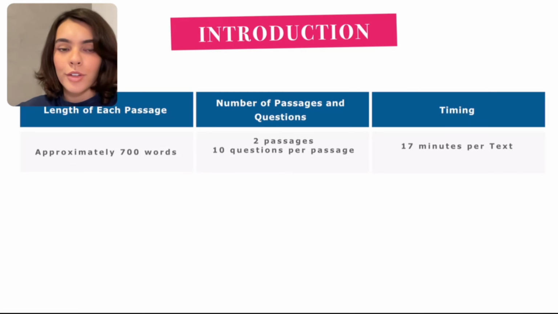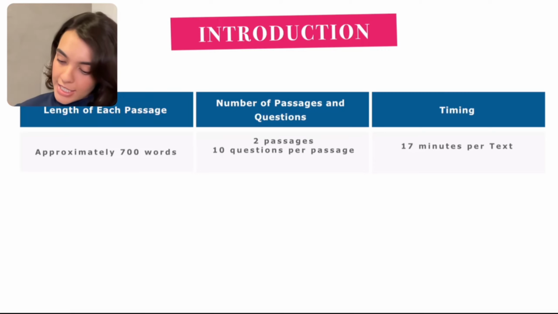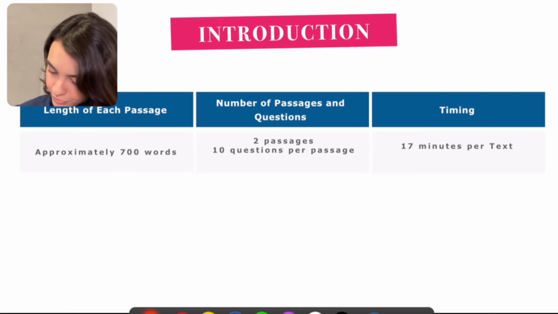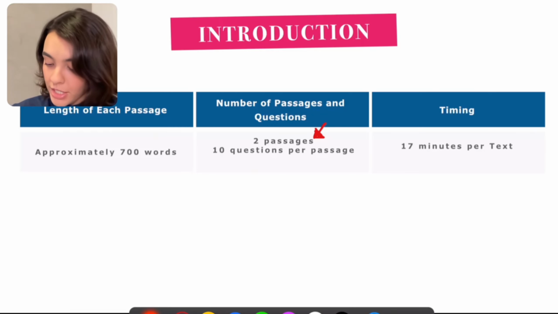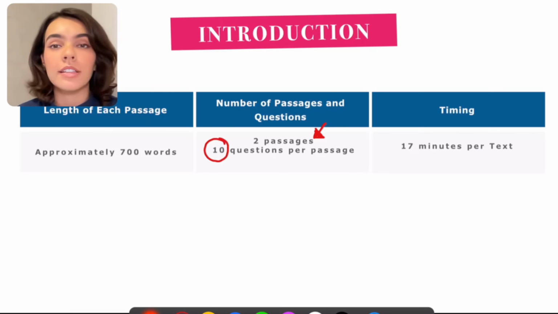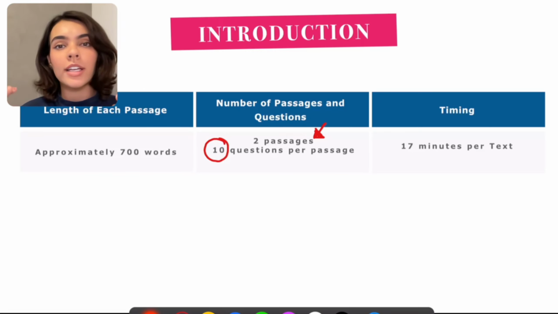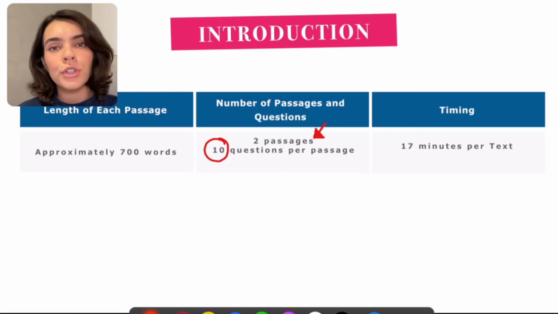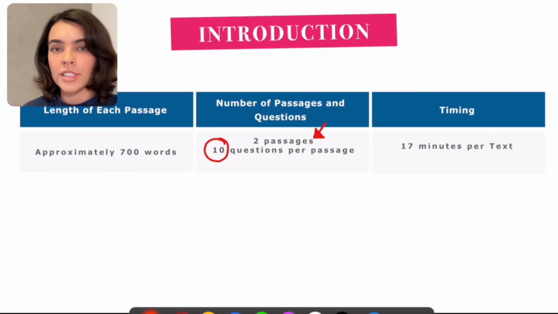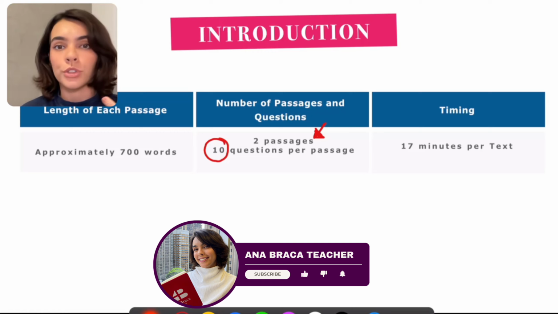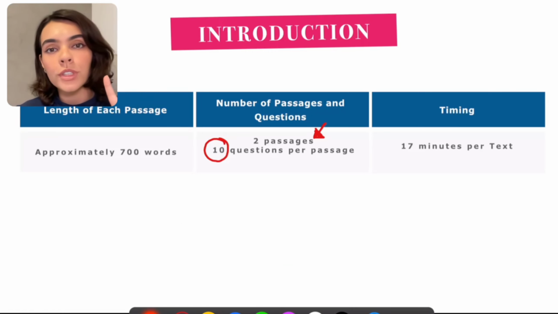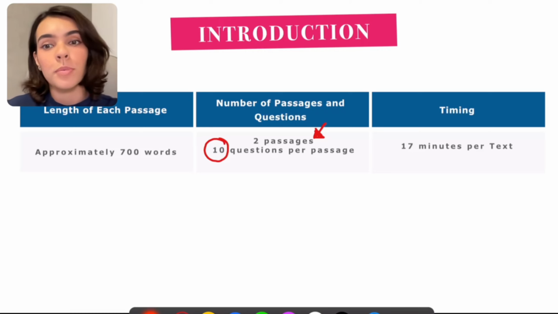Well, the first thing you have to know, which is very important, is that you will have two passages, and each one of the passages is going to have 10 questions. Okay, guys, why am I highlighting this? Because if you're using outdated material, it is different. The TOEFL has changed over time. So you will find lots of different materials online or in older books. So pay attention to that. Only 2 passages and 10 questions per passage.